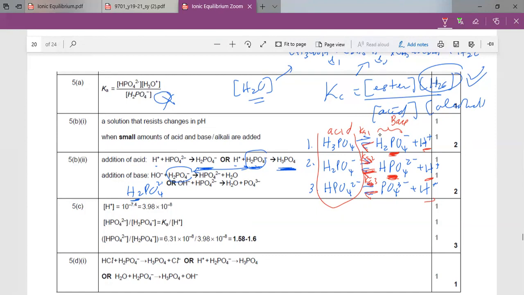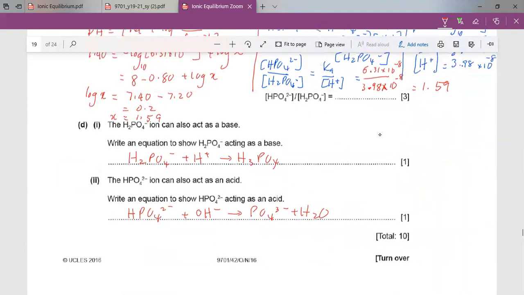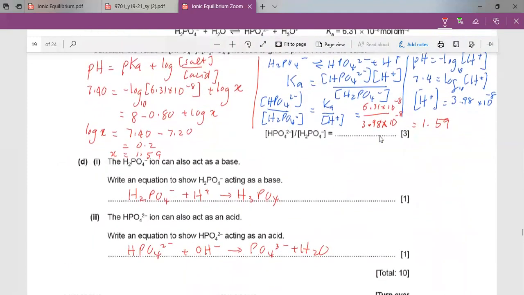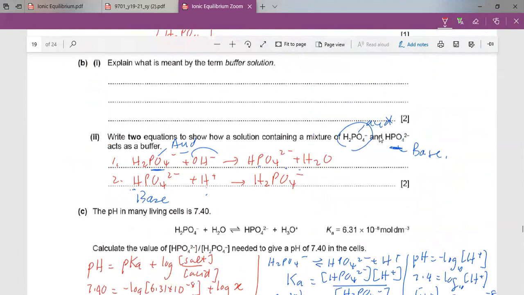So if H+ is put in here, I need a base to counteract it. So who is the base? Of course, this is the base, or this can be a base, either one. So they cannot mark you wrong if you know your theory, because they give a choice here. They give two of them, and these two can act as an acid and a base. So you can choose either one of them.